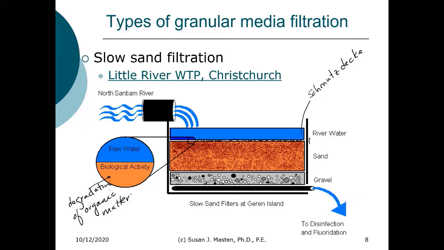What will periodically be done is, if this layer gets too thick, you drain the system, scrape off a bit of that Schmutzdecke in order to reduce the thickness of that layer, and then refill the unit and operate it again.